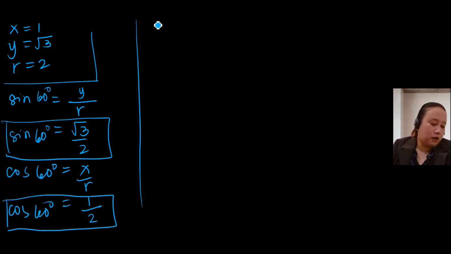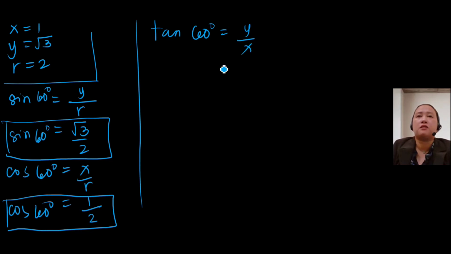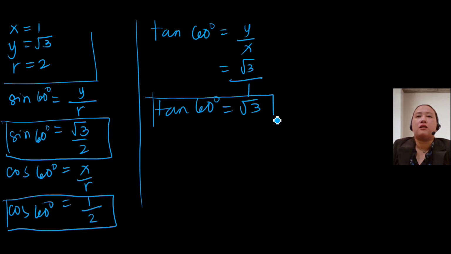And then for the tangent of 60 degrees, that is y over x. Y is square root of 3, x is 1. Simplifying, tangent of 60 is square root of 3. That is the answer.